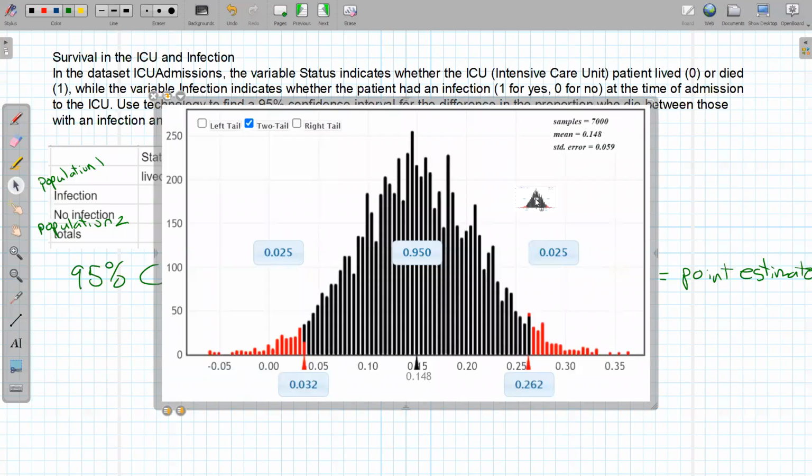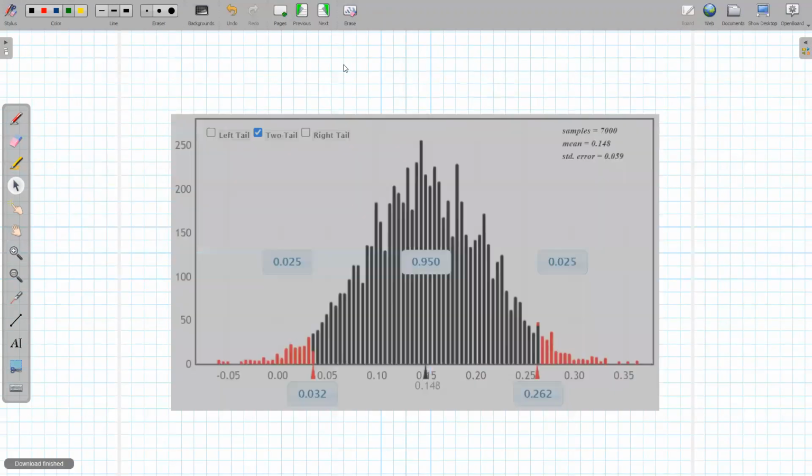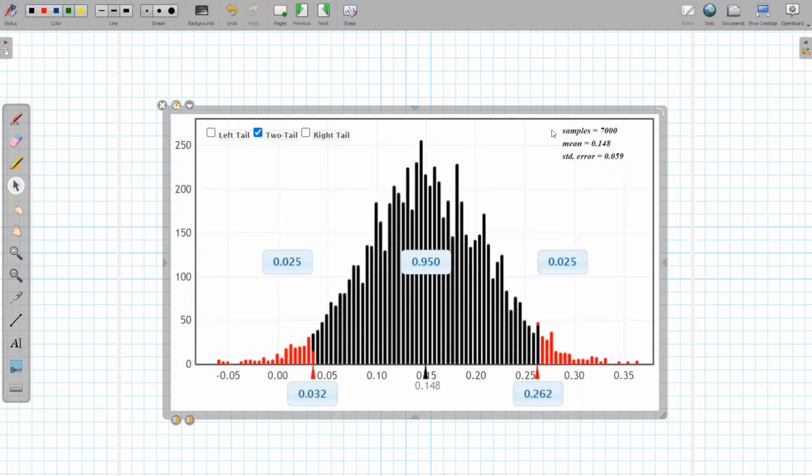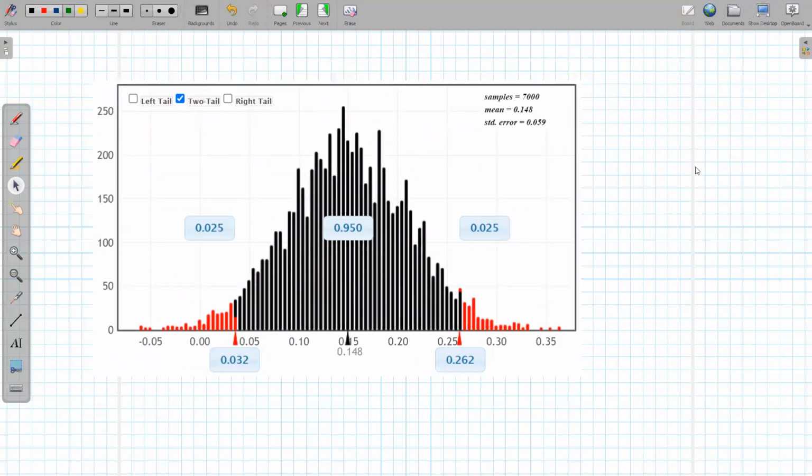All right, so here's the StatKey version, and I guess that needs to be on a new page. All right, so we'll come back to this in a second, but we have an estimate of the confidence interval from StatKey. Next, I'm going to try this on a spreadsheet.